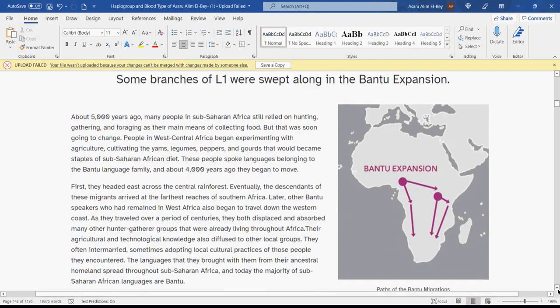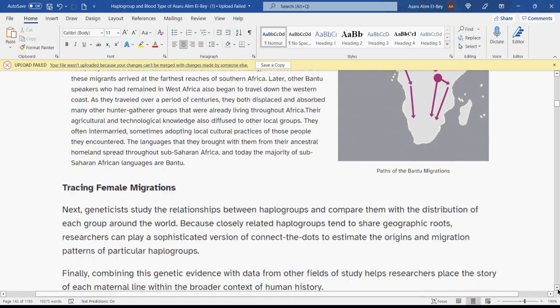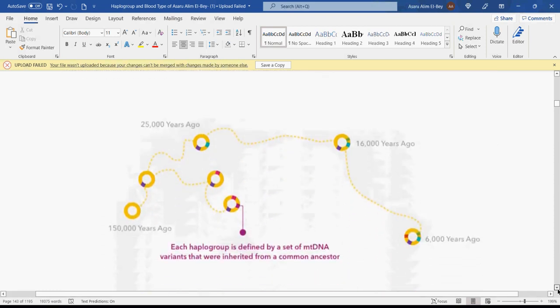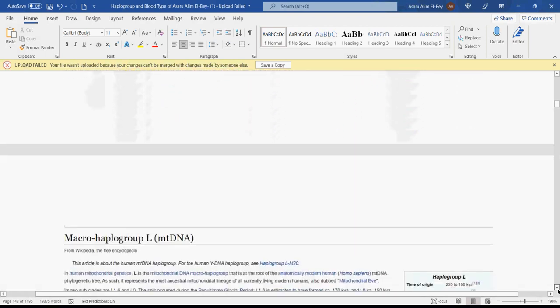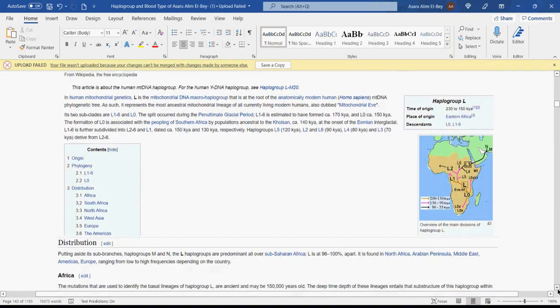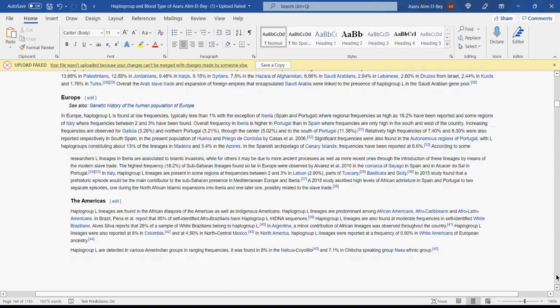As you see here, some branches of L1 were swept along in the band 2 expansion. So E1B1A was part of that band 2 expansion. So was L1. So I have L1 and also E1B1A. Both of those came through my mother and father, which symbolized the Hebrew Israelite line. So I would be fully Hebrew Israelite. All right, Moorish Hebrew Israelite. That's what that really is, Moorish Hebrew Israelite. All right.